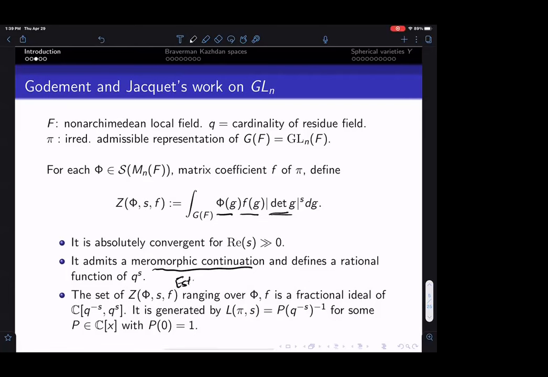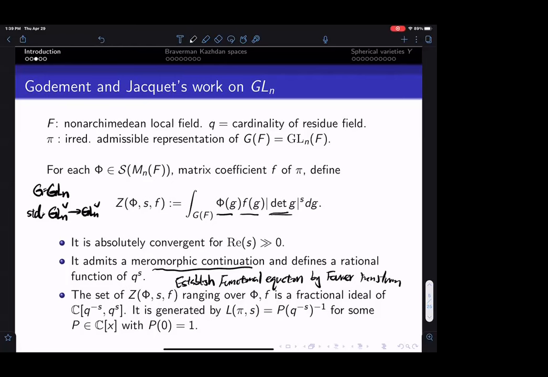So how they actually show the meromorphic continuation is they establish a functional equation by Fourier transform. And in these functional equations, there is the occurrence of the gamma factors. And so Godement and Jacquet observed that this is actually a special case, the case where G equals GL_N, and you have the standard representation of the complex dual of GL_N to GL_N, which is the identity.